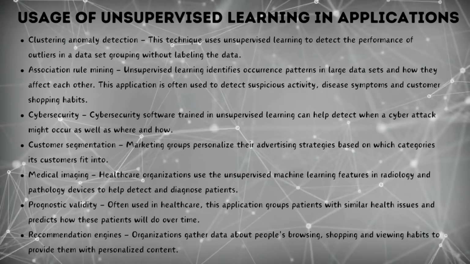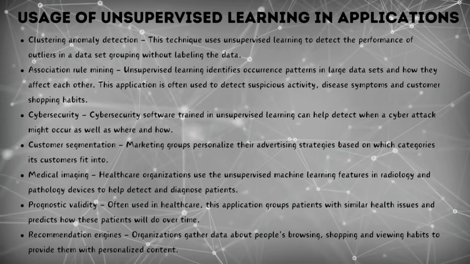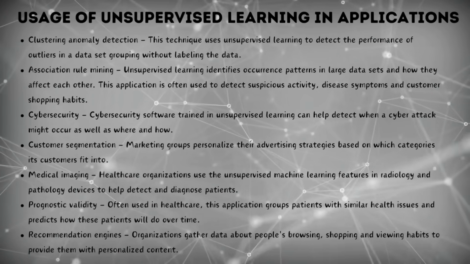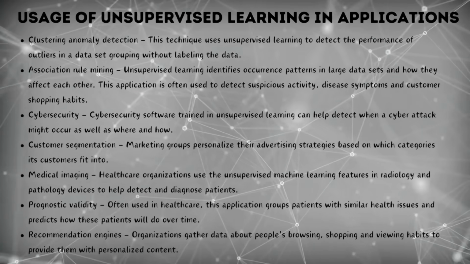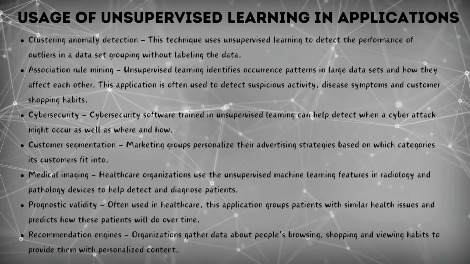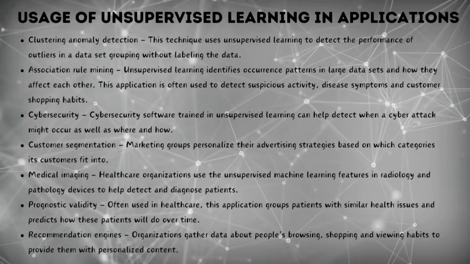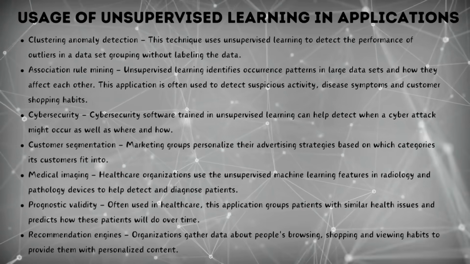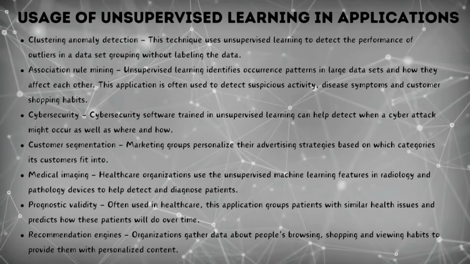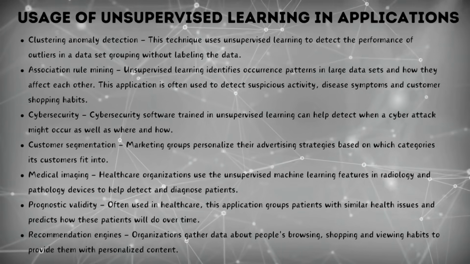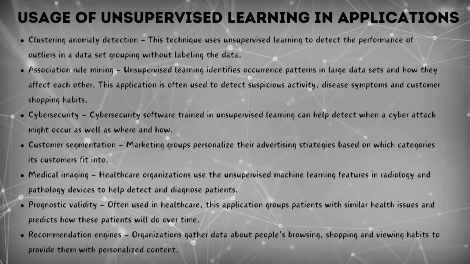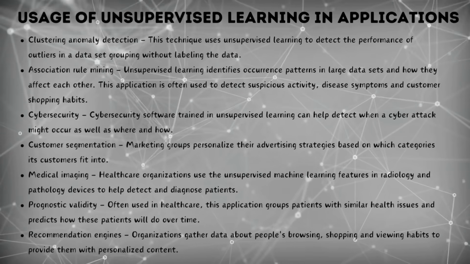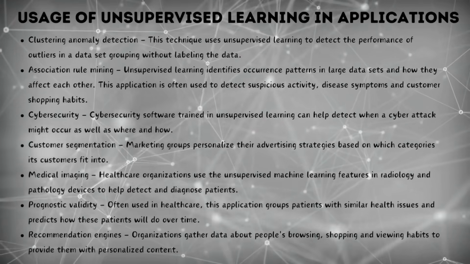Usage of unsupervised learning in applications. Clustering and anomaly detection. This technique uses unsupervised learning to detect the presence of outliers in a dataset, grouping without labeling the data. Association rule mining. Unsupervised learning identifies occurrence patterns in large datasets and how they affect each other. This application is often used to detect suspicious activity, disease symptoms, and customer shopping habits. Next, cybersecurity software trained in unsupervised learning can help detect when a cyber attack might occur as well as where and how.